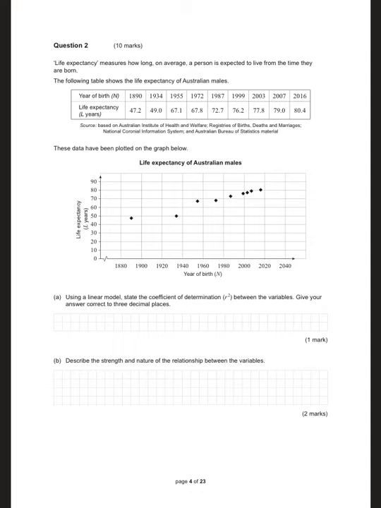They want me to find R squared, the coefficient of determination, so stat, calc, lin reg. It says using a linear model, so lin reg. So I got an R squared. R squared is equal to 0.9. It says correct to 3 decimal places, so 0.928. Describe the strength and nature of the relationship between the variables.